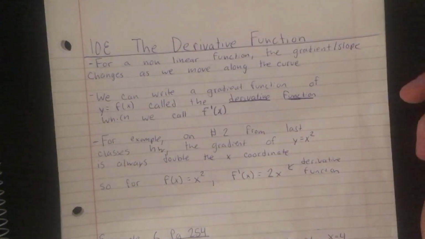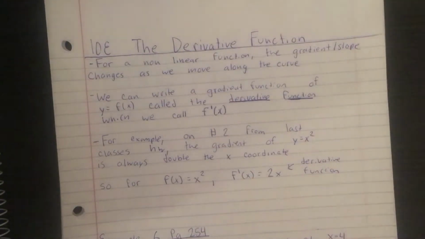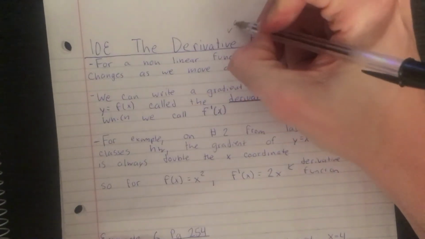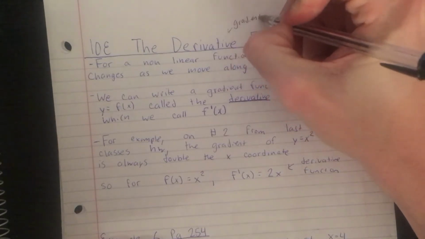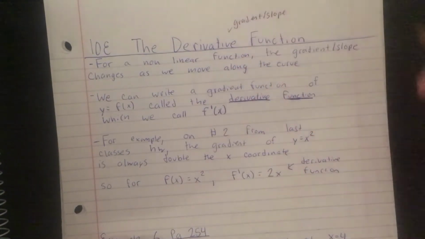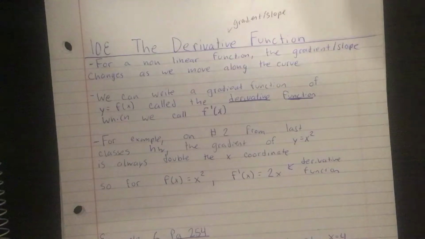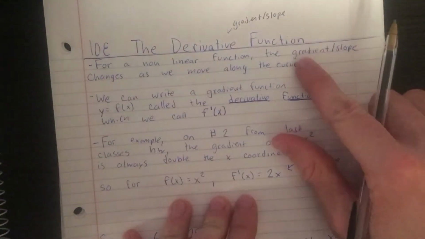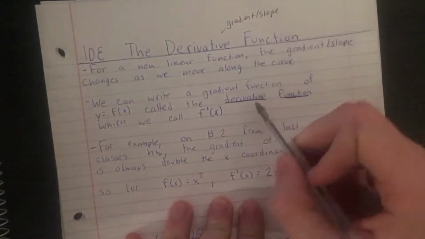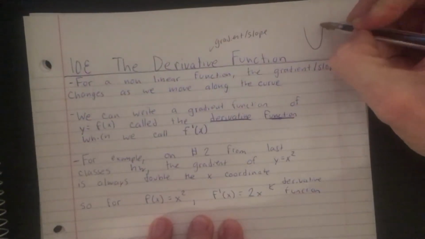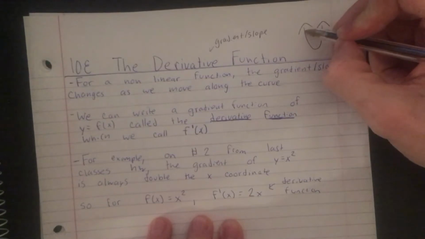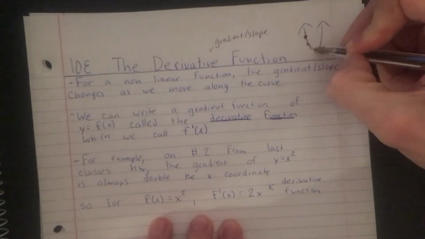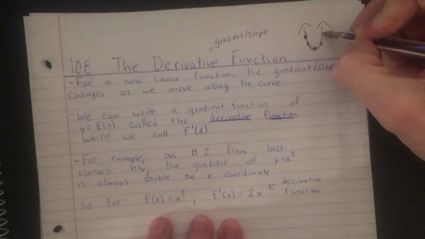And so basically what I need you all to understand, this word derivative just means the function that's going to tell us the gradient or the slope function. For a non-linear function, a function that's not a straight line, the gradient or the slope is going to change as we move along the curve. Like if we had a curve, like a parabola, the slope here is not the same as the slope here, or here, or here, or here.